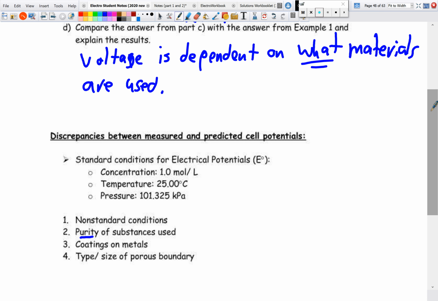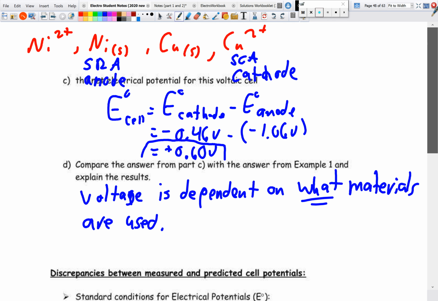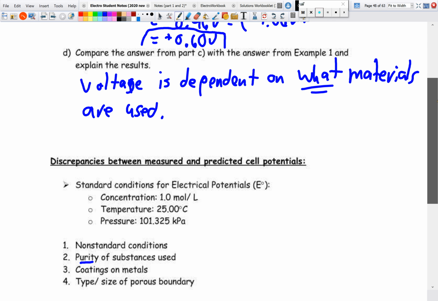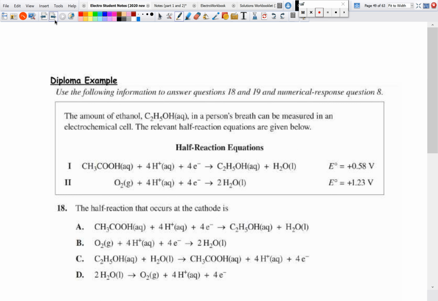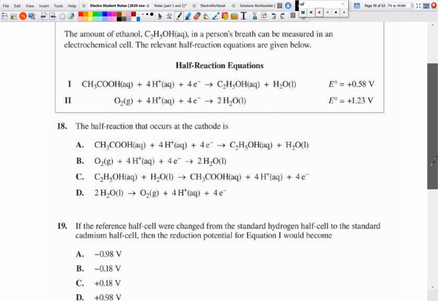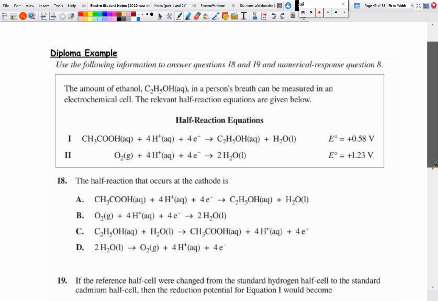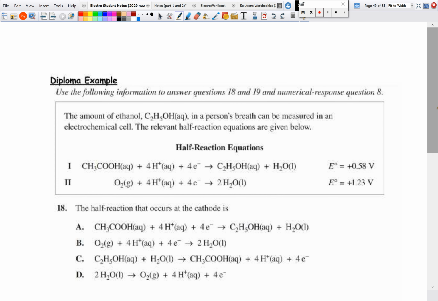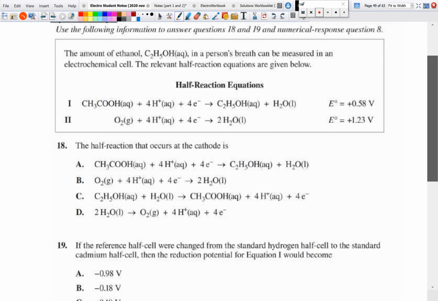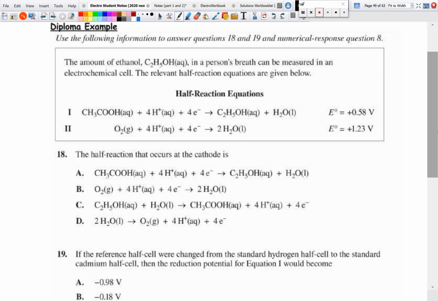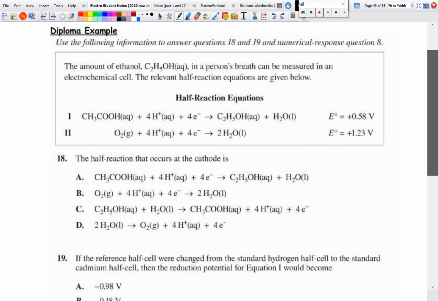So that is it for calculating our standard potentials. You have definitely a lot of work in your booklets to keep going through. There are a few diploma examples right here where we have some unknown cells. Ideally, you should have a look at these and try to answer them. So you can pause it and go, and I'll go through the answers now in 3 seconds.